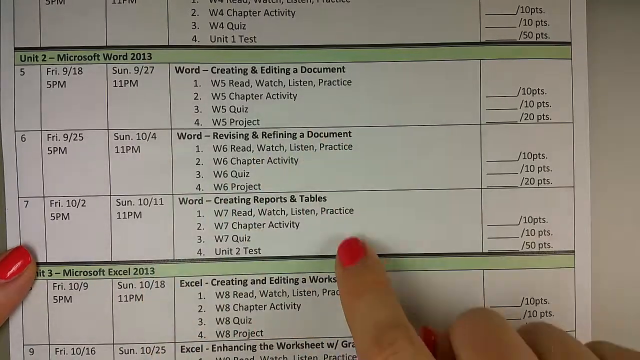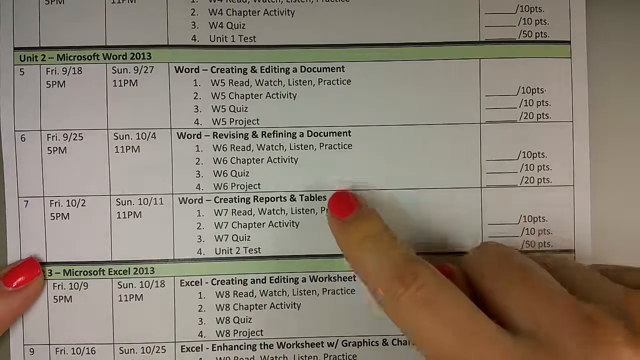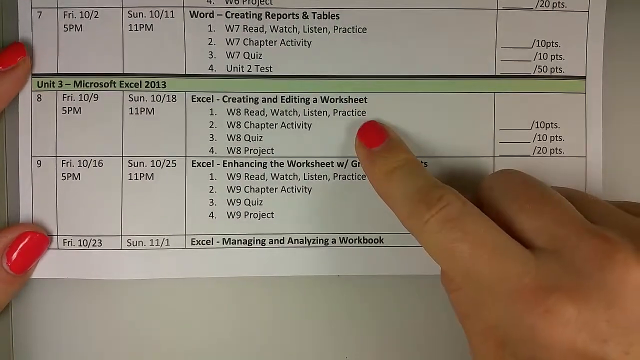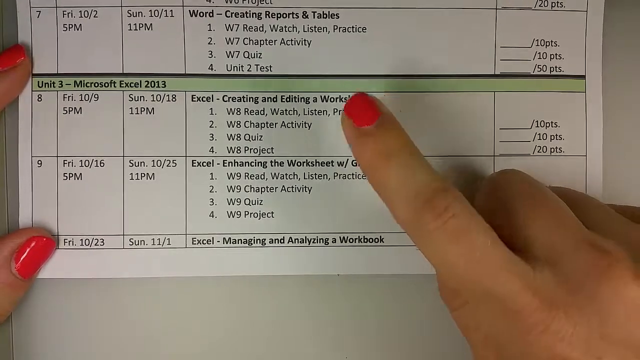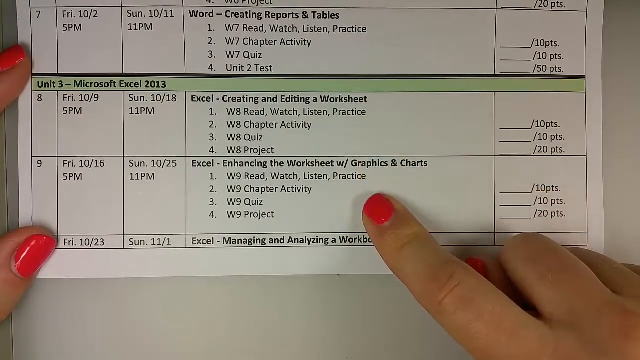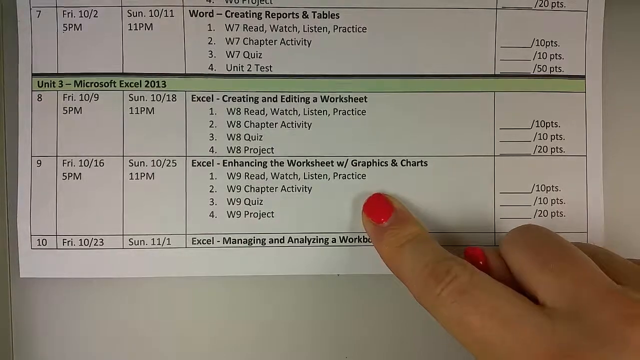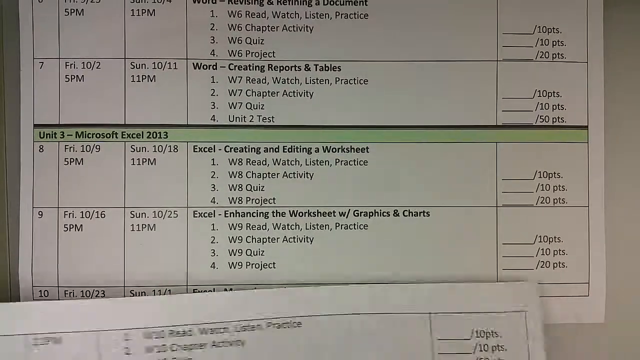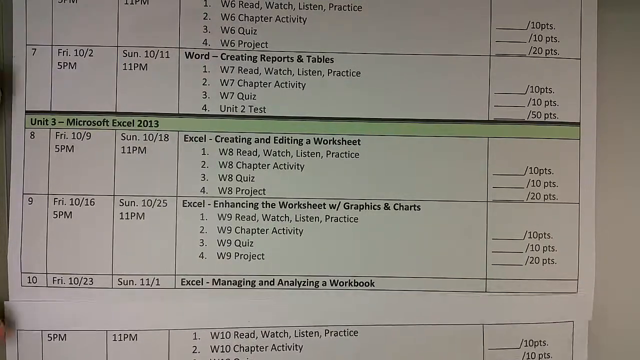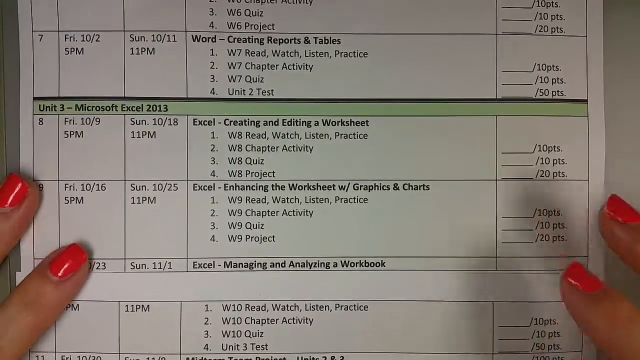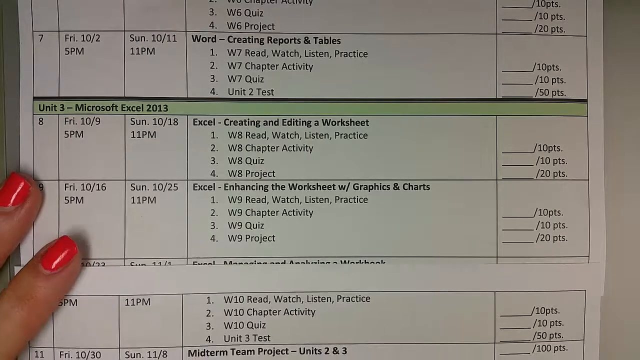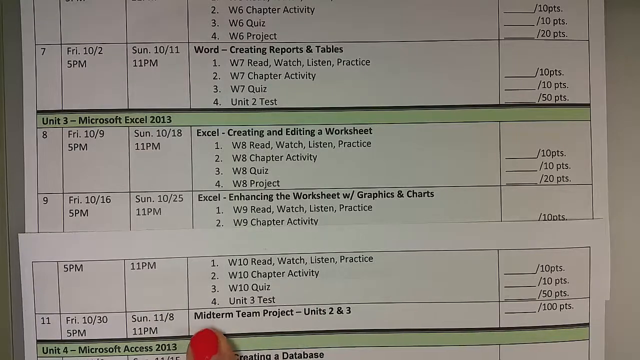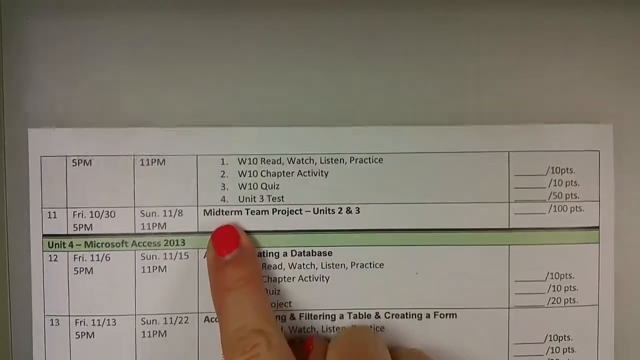So then, after 3 weeks of Word, we'll jump into Excel, my own personal favorite. We look at creating and editing worksheets, then enhancing the worksheet with graphics and charts, and then managing and analyzing a workbook. So again, the activities here are broken down by week, and we'll be ending the unit again with a Unit 3 test.